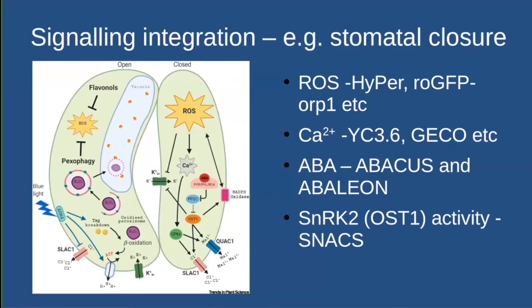And not just that, but that's only with one biosensor. If you take a signaling integration system, such as stomatal closure, which is a wonderful model, what you find is that you have interactive signaling between ROS and calcium, ABA, and the action of the kinase OST1. And we now have fast and good biosensors for each of these, allowing people to unpick complex signaling networks, which is really a boon for the community.